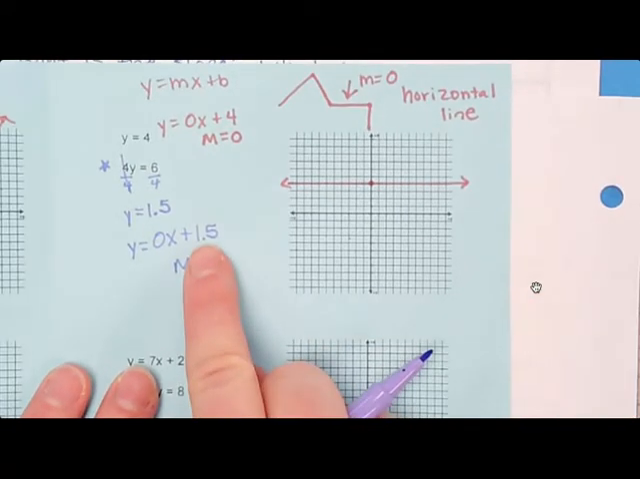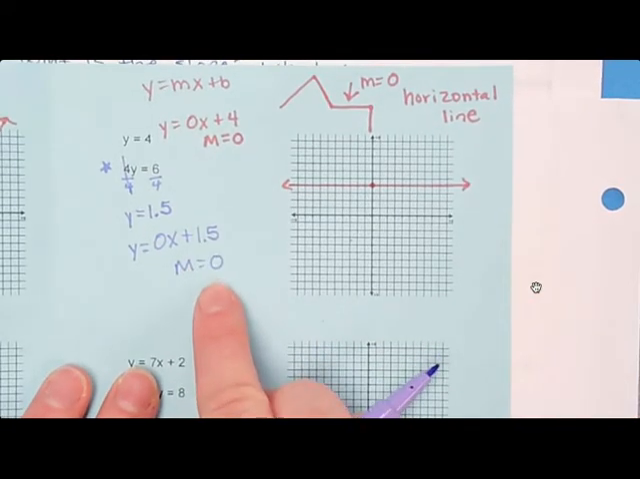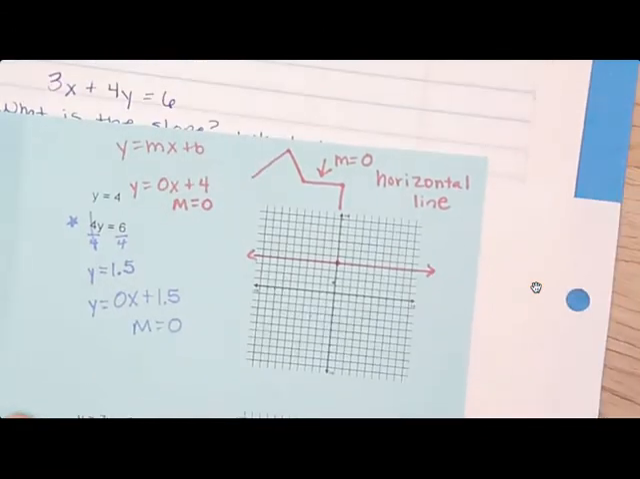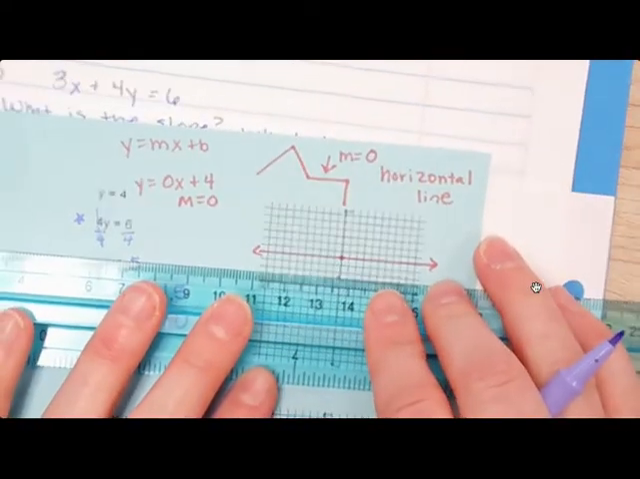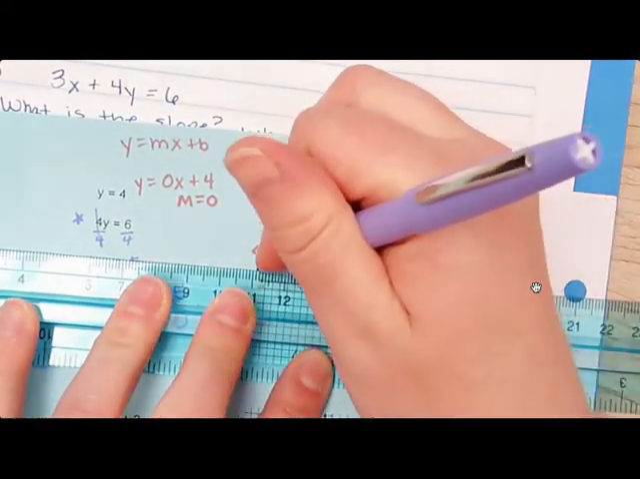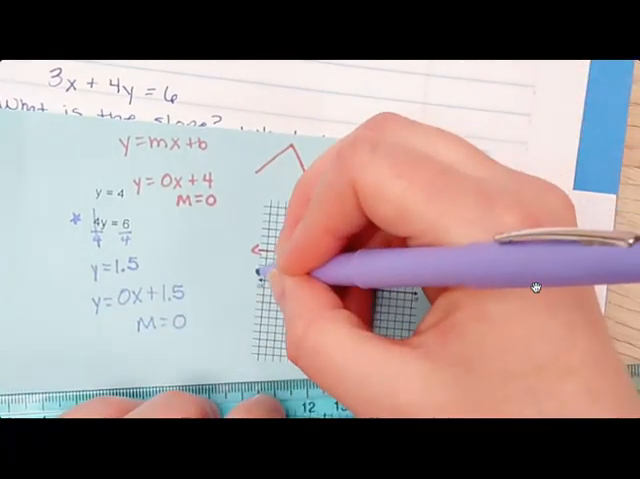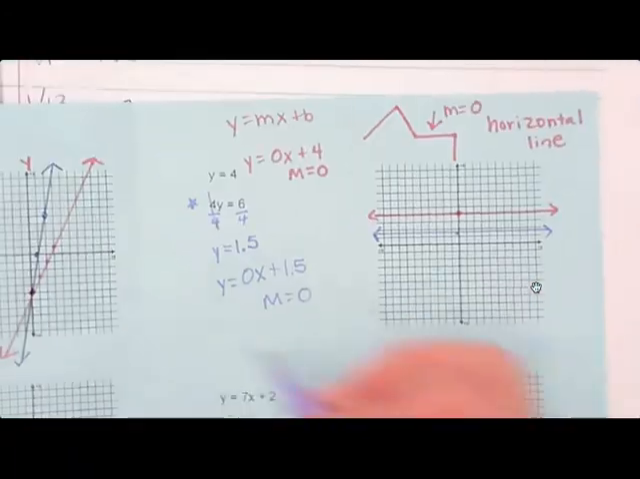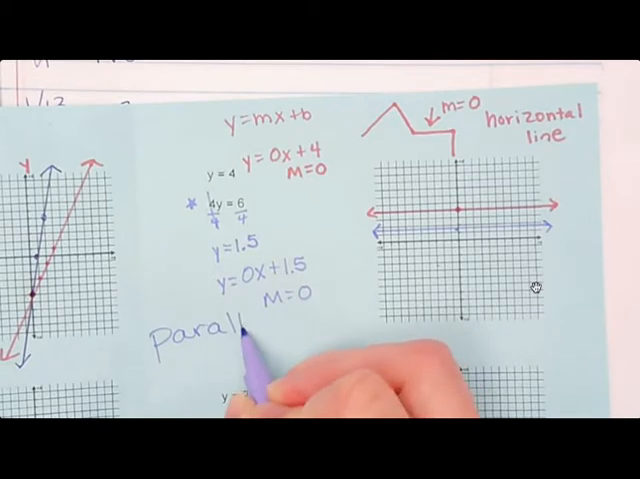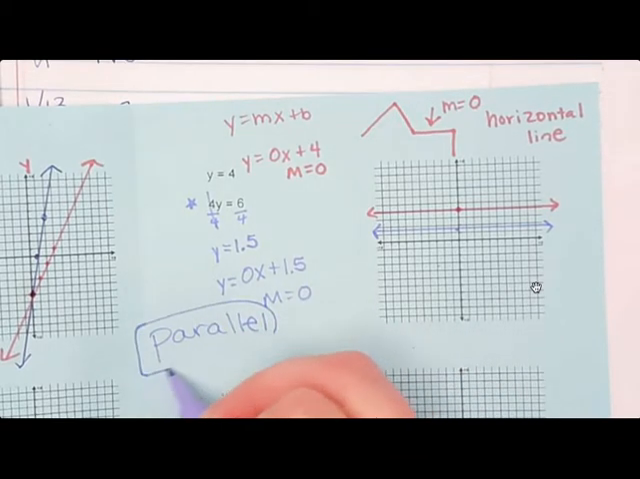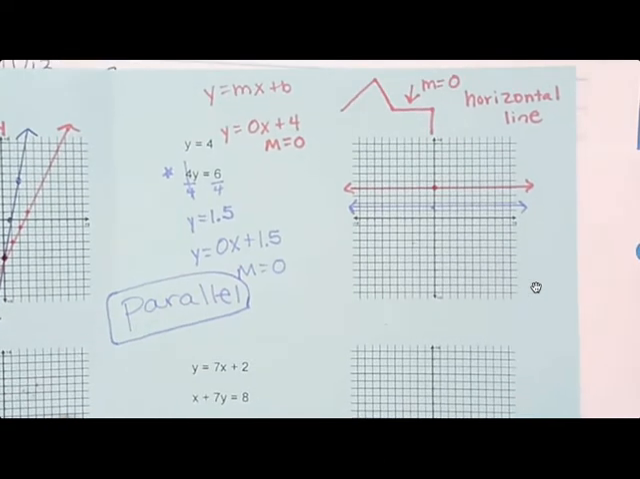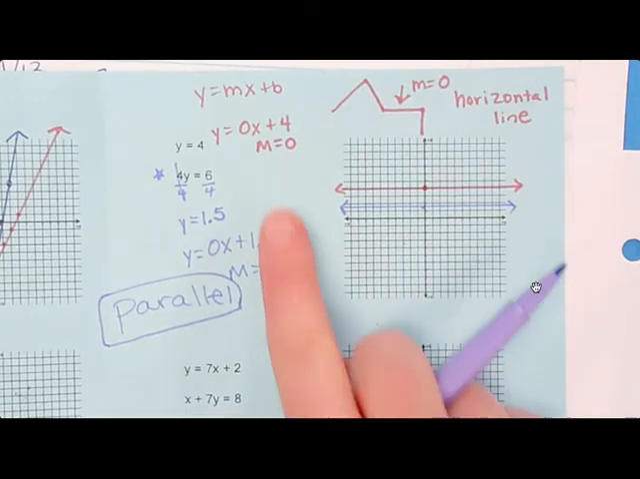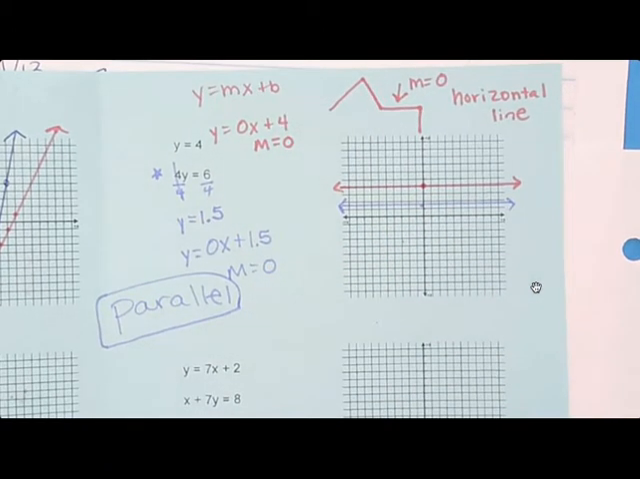So the way you graph it is you go to your y-intercept. 0 slope means horizontal line. Up to 1.5. They're parallel. You can look at the graph and see that they're parallel, but you can also look at their slopes. Same slope means that they're parallel too.